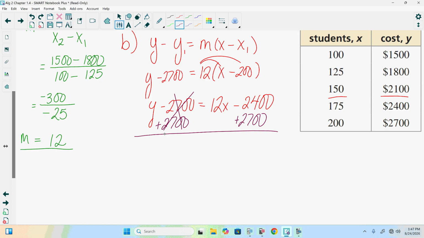These would still cancel. Y would be by itself. Y is equal to 12x. So we're adding 2700 to 2400. 27 minus 24 is still 3. And we have our 2 zeros. It still gets us to it. It does not matter the point, because it is a line. It's going to be the same. We just had to pick one of the points to use.